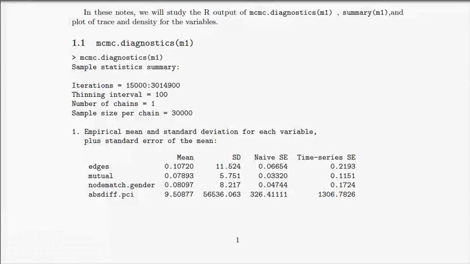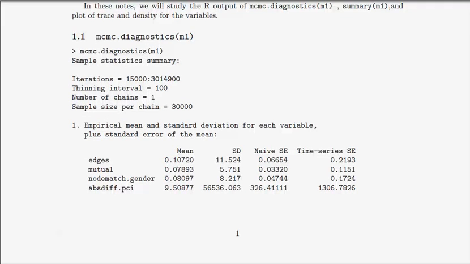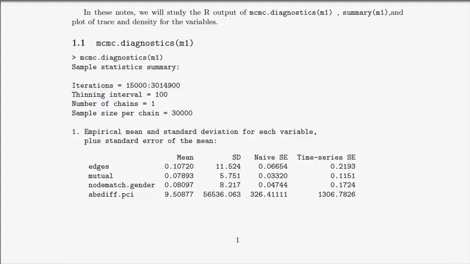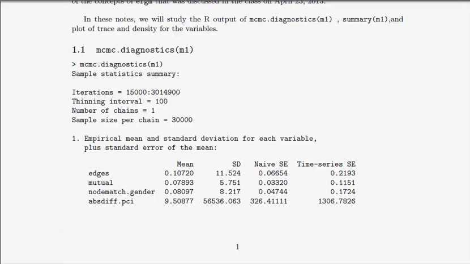Now, this is the output of diagnostics. There is a sample statistic summary that gives the iterations, the thinning interval, number of chains, and sample size per chain. Now, we will study what these things mean: iteration, thinning interval, number of chains, sample size per chain, and so on. Then it gives the mean and standard deviations for each of the variables.